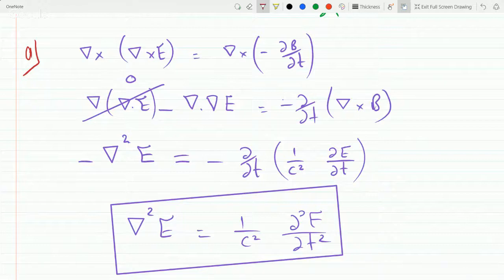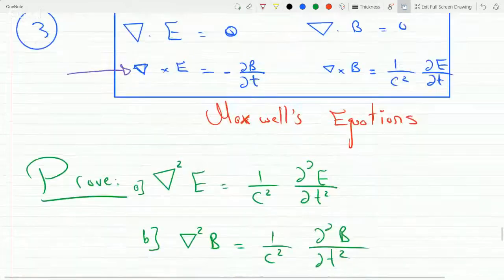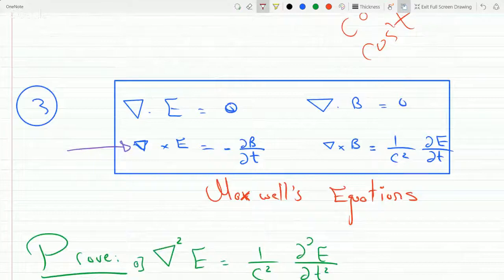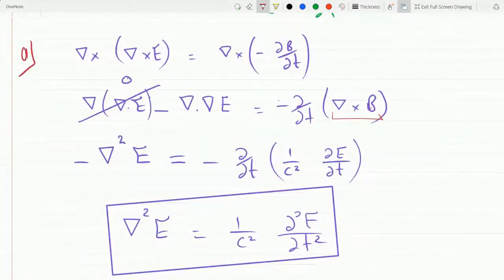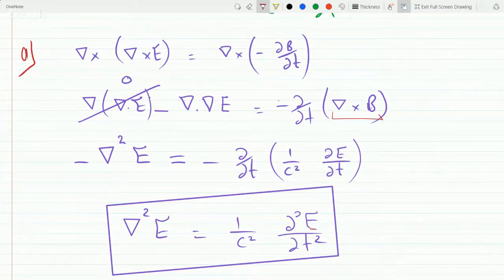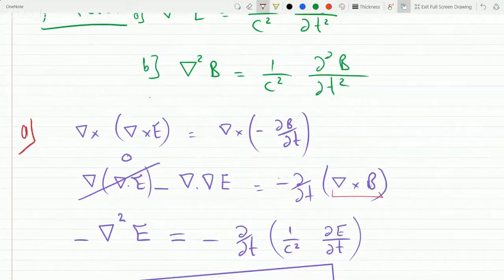And for this, you have a Maxwell's equation that you can replace it with, and it will get you the second derivative. Because the curl of B is just 1 over c squared dE over dt, and you have d over dt outside. So then you have two derivatives of E, so it becomes d squared E over dt squared. You just need to know how to distribute the curl of a curl using the identity.